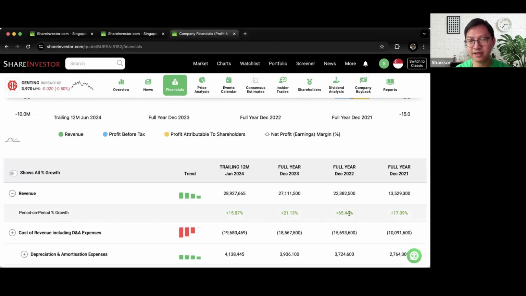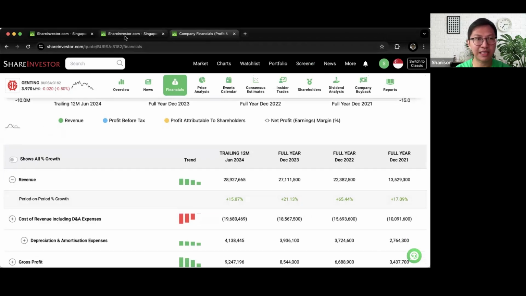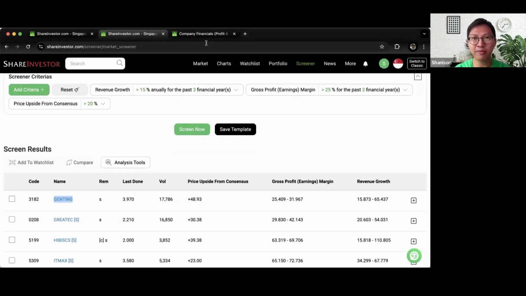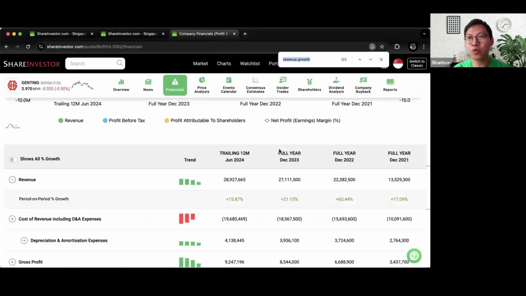Every year, the year-on-year revenue growth is more than 15% for these counters. And again, this is not a recommendation. It's just to show you what our platform can do. Gross profit margin as well. So we have quite a lot of key ratios.